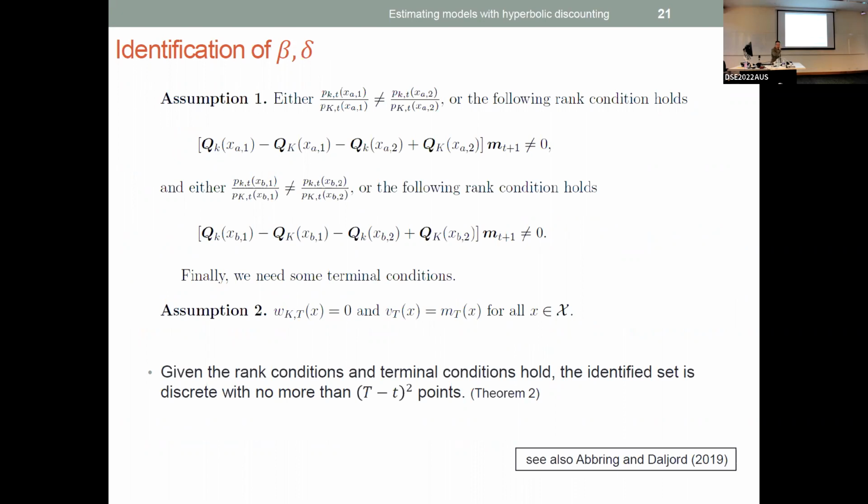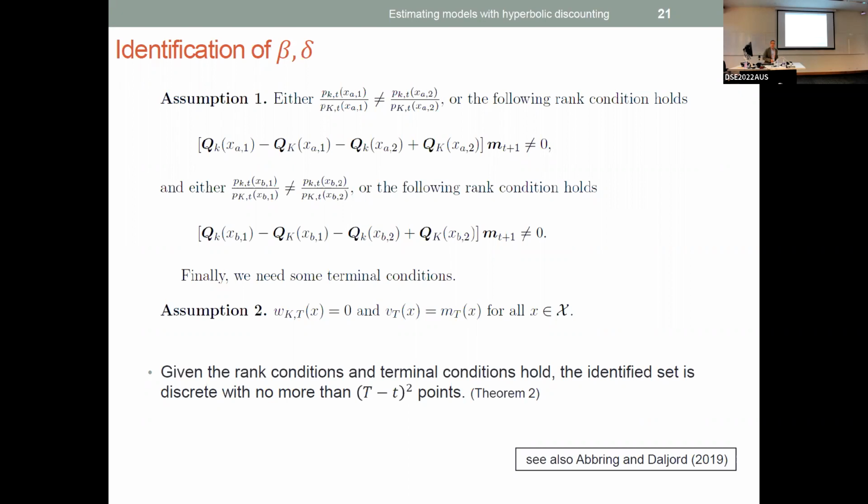So this is related to my earlier comment about finite horizon and infinite horizon models. It appears that identification in infinite horizon models remains an open question. And given the rank conditions and the terminal conditions hold, the identified set is discrete with no more than T minus t squared points. So that's the main result of the paper.